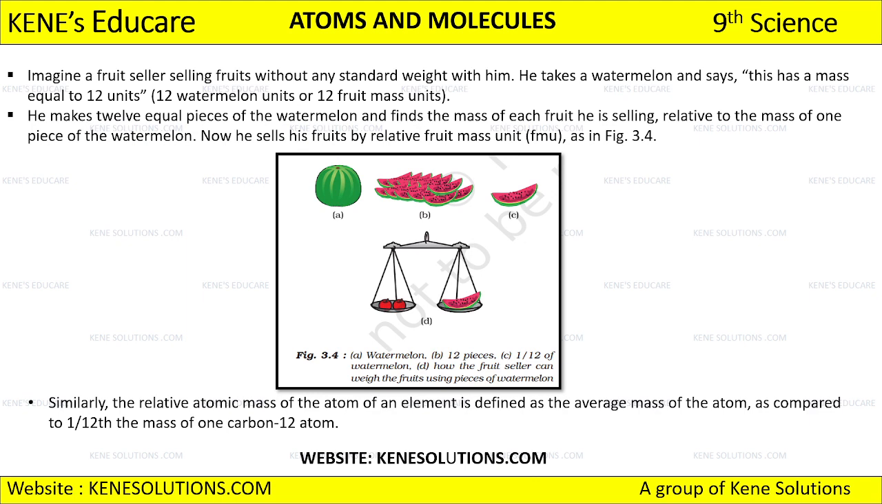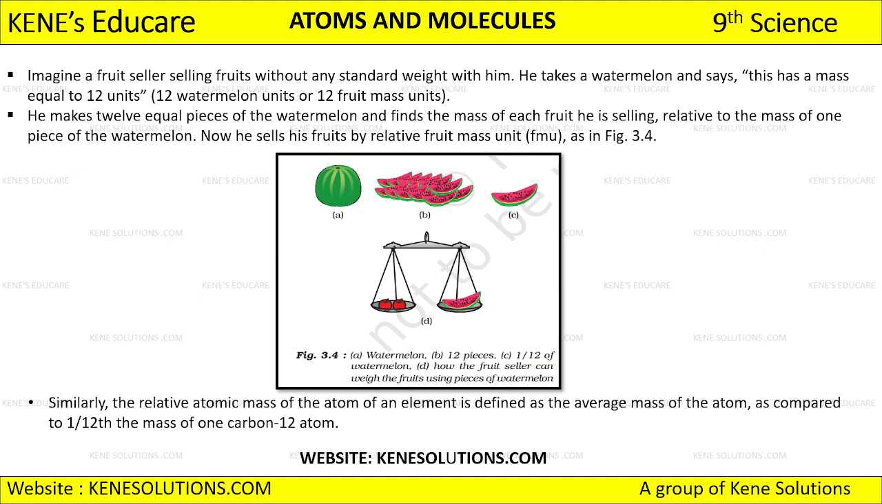After this, now see. Imagine a fruit seller selling fruits without any standard weight with him. He does not have any weighing balance or anything. So he takes a watermelon and says this has a mass equal to 12 units. What does he say? That this has a mass equal to 12 units. It means 12 watermelon units or 12 fruit mass units.